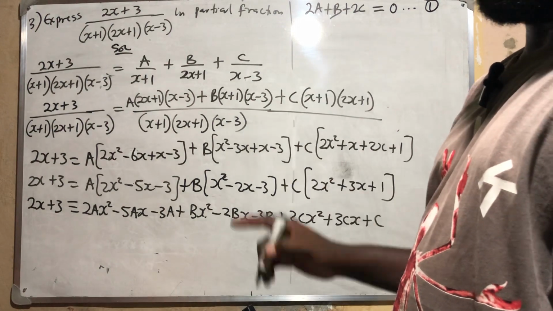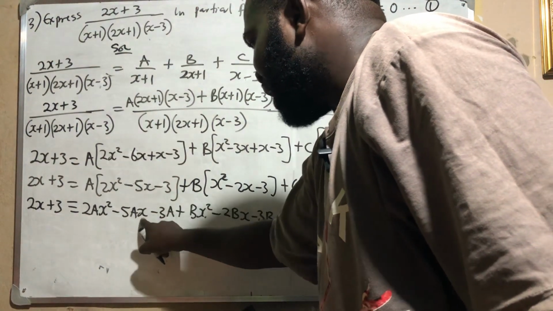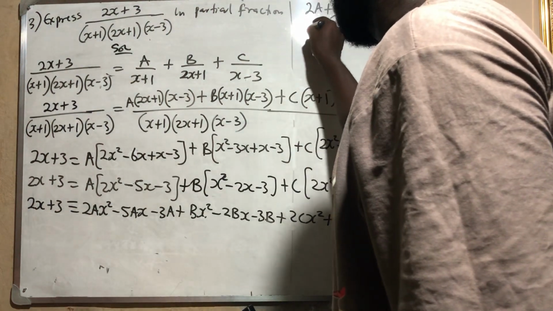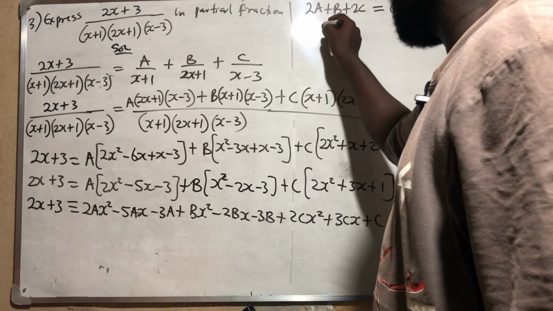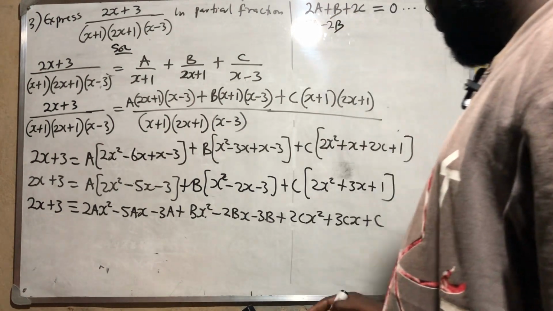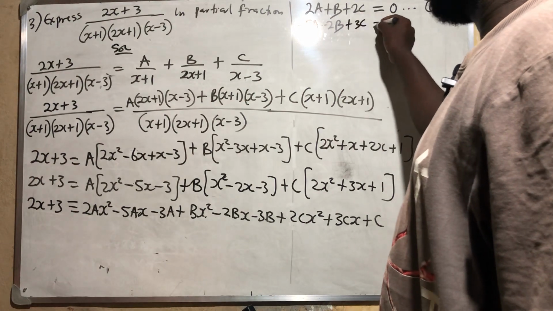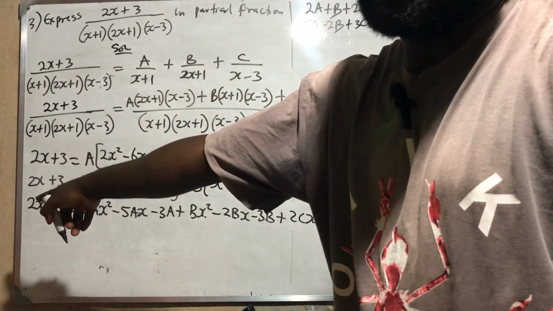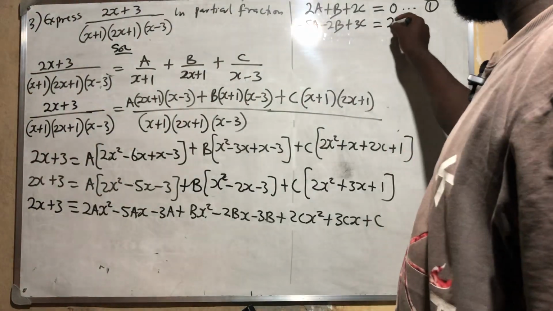I'm done with x squared. Now let me go with x. Minus 5A has x, so I'll bring it out. Minus 5A. Who again has x? Minus 2B has x, I'll bring minus 2B. Who again? Plus 3C has x, I have plus 3C. It must be equal to the term that has x there. Who has x there? Only 2 has x. So it's equal to 2.